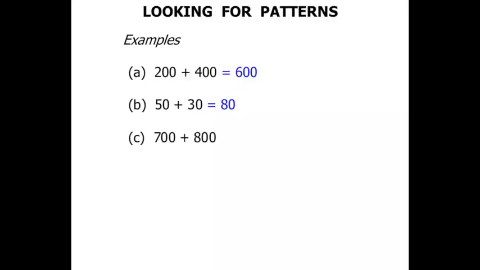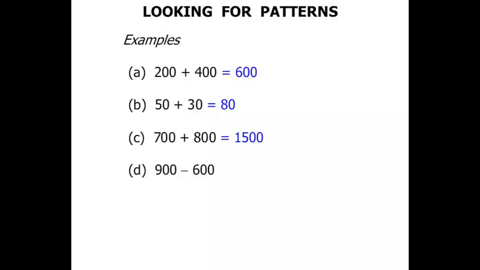700 plus 800. Again, we're dealing with hundreds. So 7 plus 8 is 15. We're dealing with hundreds. We have 2 zeros. Let's put the 2 zeros there. Our answer, 1500.